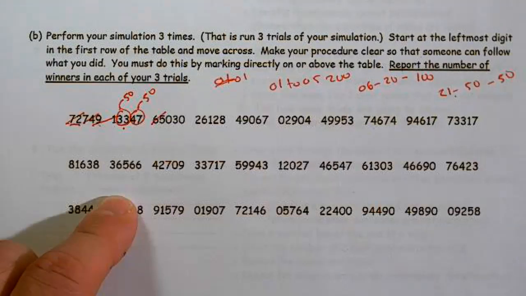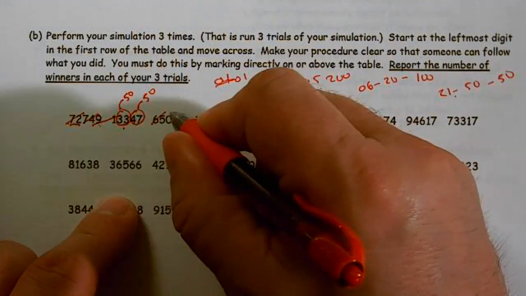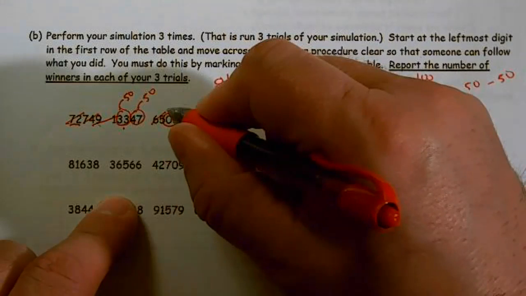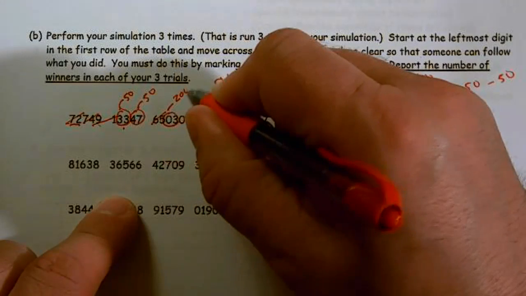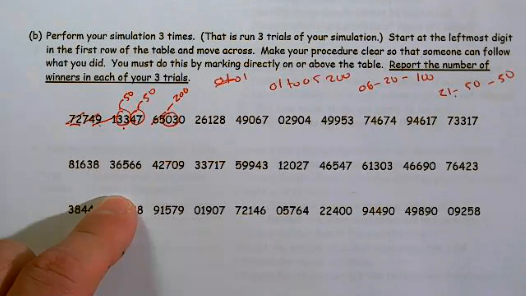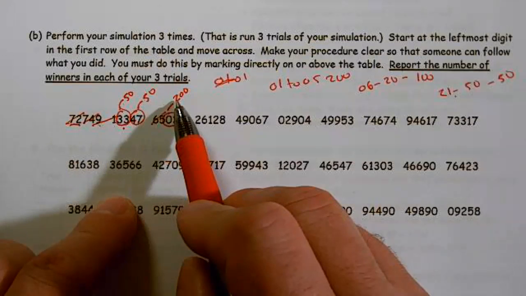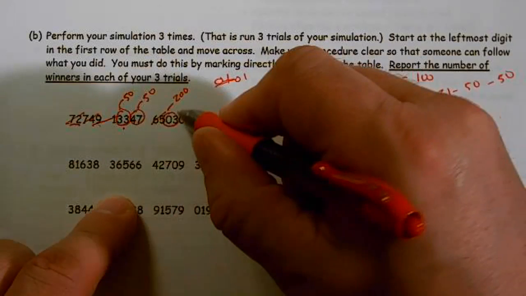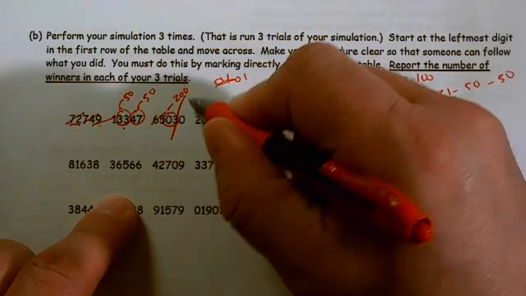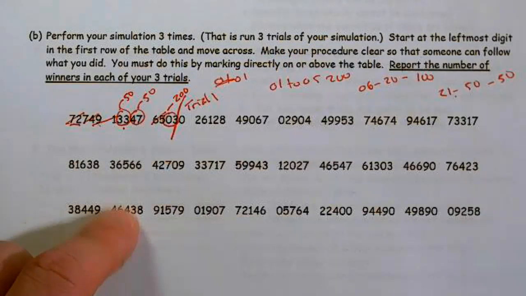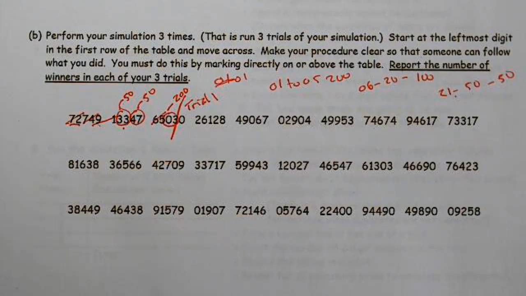65 is a skip. Then we get to 03. 03 is a winner, and that earns $200. Now, please remember, 50 plus 50 is 100, plus 200 is 300, so this is $300. That is the end of trial 1. All right, so that's the end of trial 1 right there.